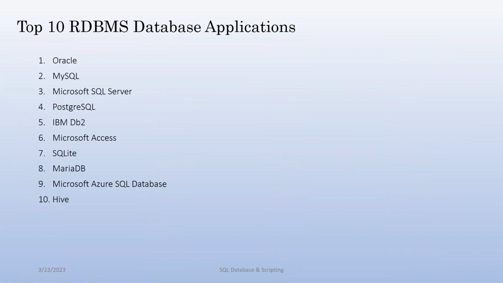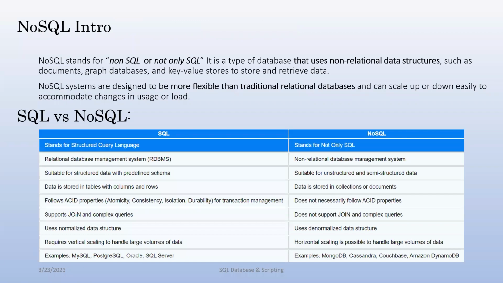So next, the top 10 RDBMS database applications widely used in most of the companies in the world. If you take the world, most of the companies are using Oracle, and the second most is MySQL. Third is SQL Server, then Postgres, IBM DB2, Microsoft Access, SQLite, MariaDB. So these are the top 10 RDBMS database applications, and we are going to select MySQL today.